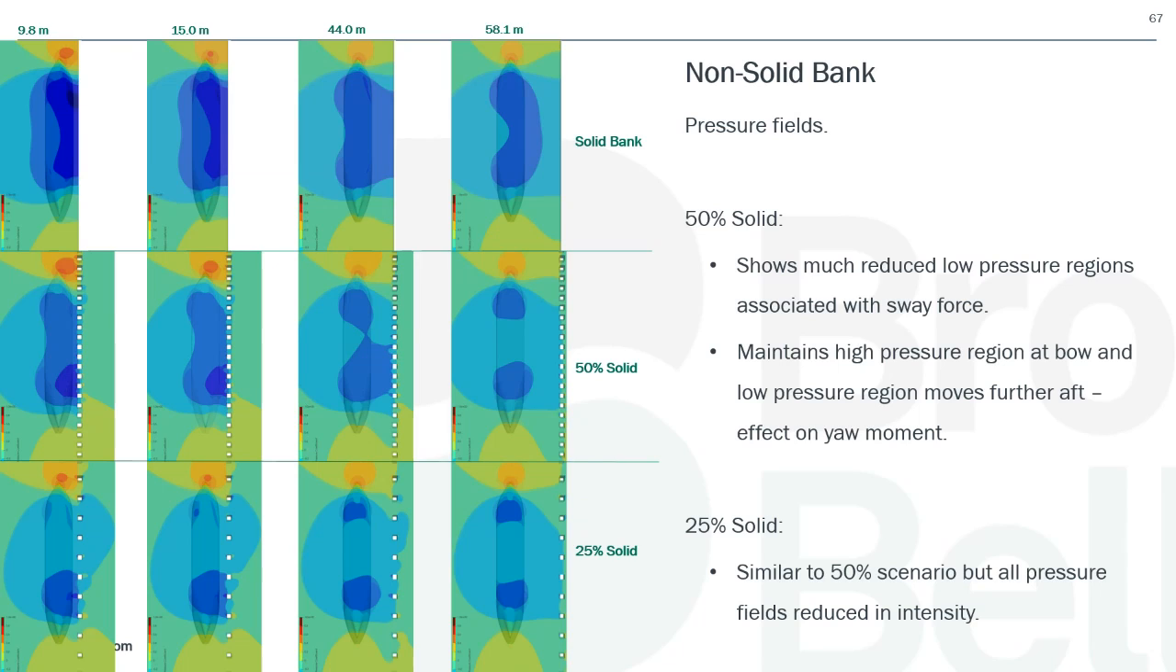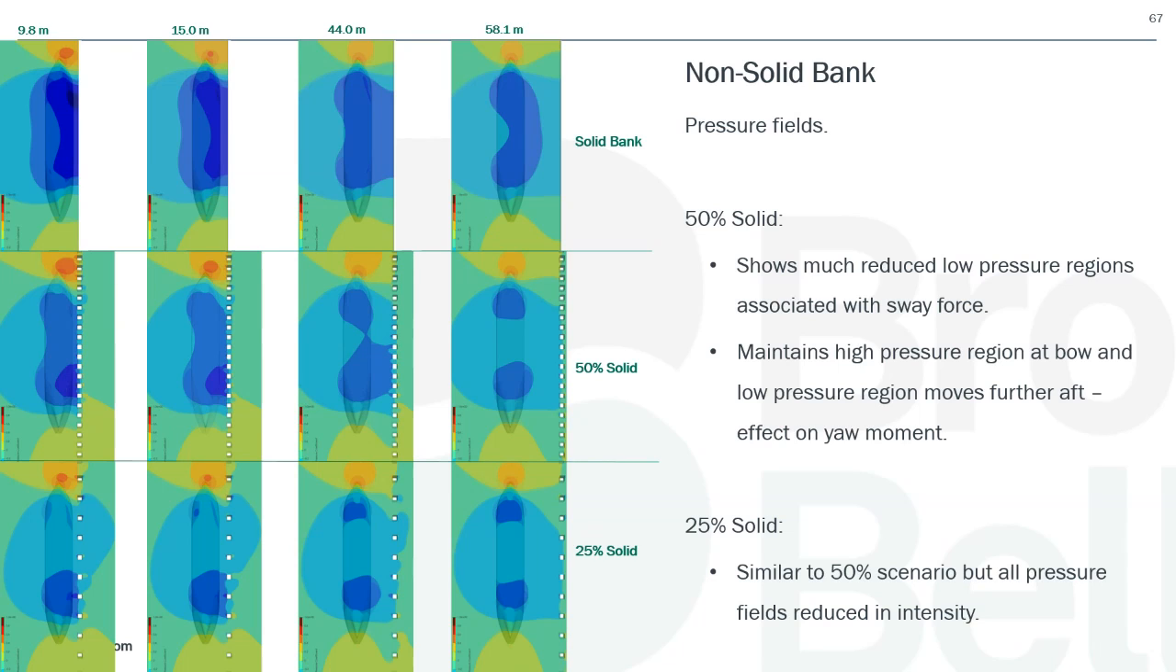But we can also see that the bank effect is still there, because we can still see that there's asymmetry in the pressure field, even at the 25-degree and 25% solid cases. So we can see that bank effect is being reduced, but it's not disappearing, so it still can play a part. But what's also of interest here is that although your intensity is reducing, it's not reducing uniformly, so you don't have the same pressure field patterns as you go from 100% solid bank to 50% solid.